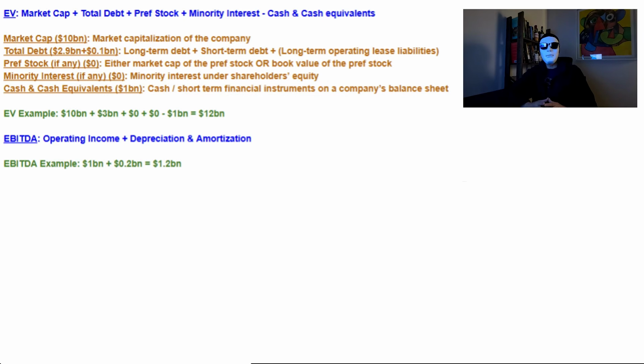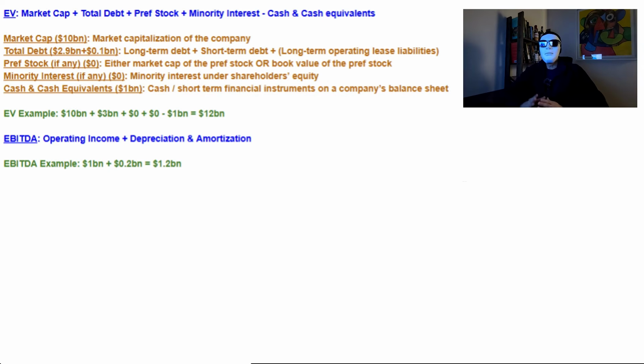Also, for D&A, just go to the company's cash flow statement and take the number next to the line item, depreciation and amortization. For our company, let's assume the company has $200 million of D&A. Now, if we add those two together, we get $1.2 billion as the company's EBITDA.